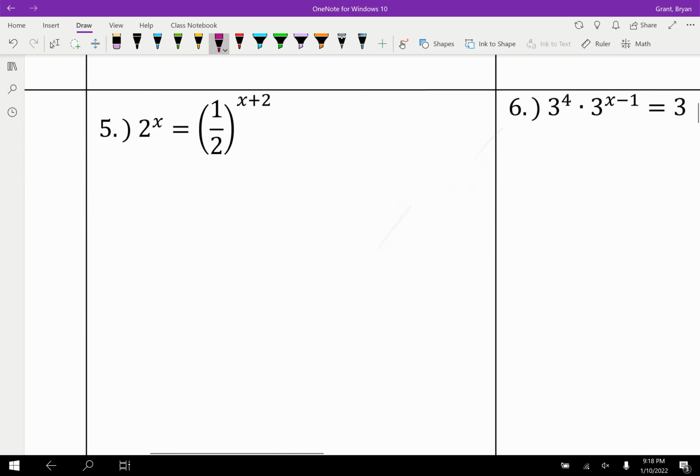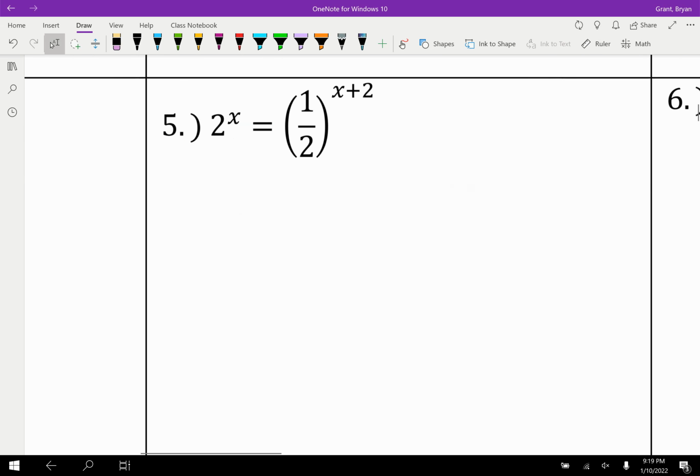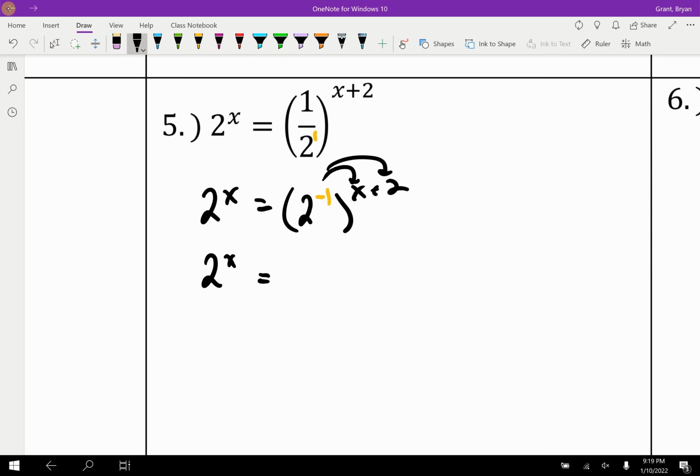Fifth problem. All right, I see this fraction. We should be thinking negative exponents here. This is 2 to the first. I'm going to change that fraction by bringing 2 to the first up, so it's 2 to the negative first. We learned this last class as well. And then we simplify by distributing that negative 1. 2 to the negative 1x plus 2.